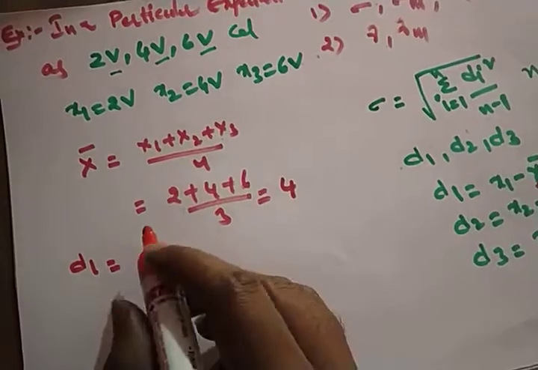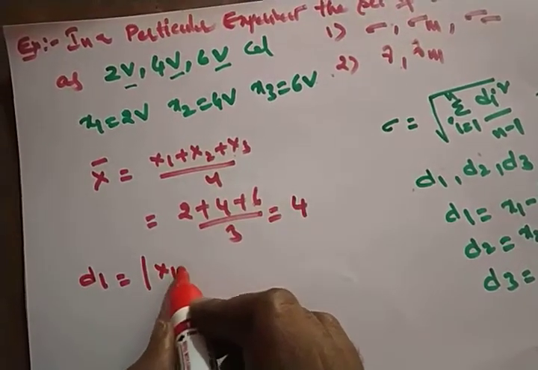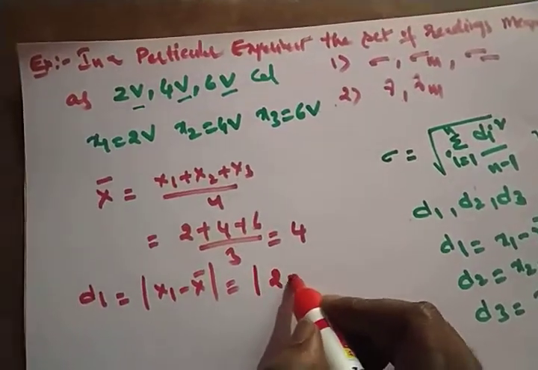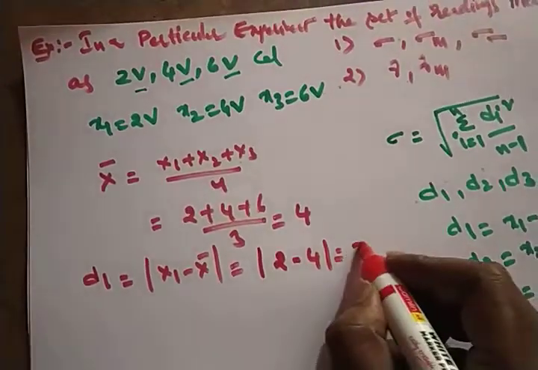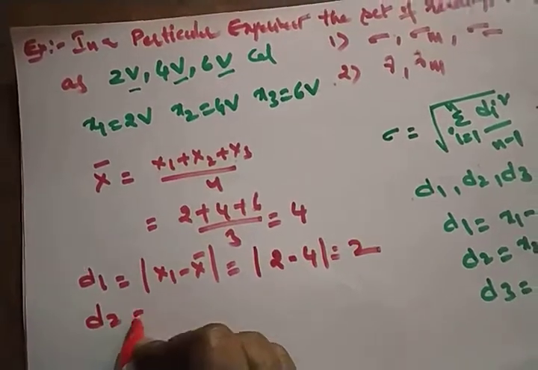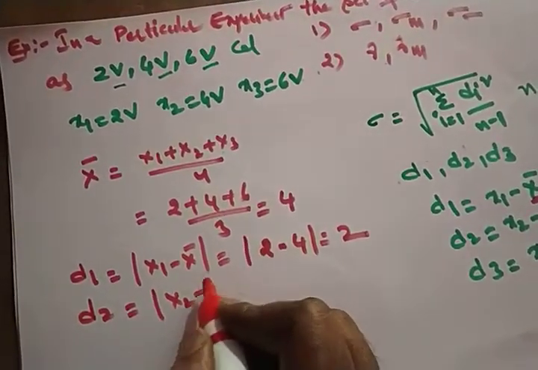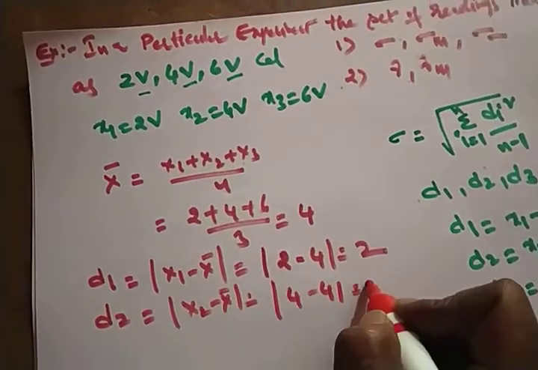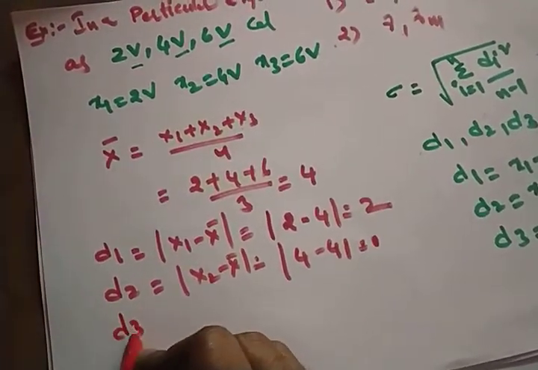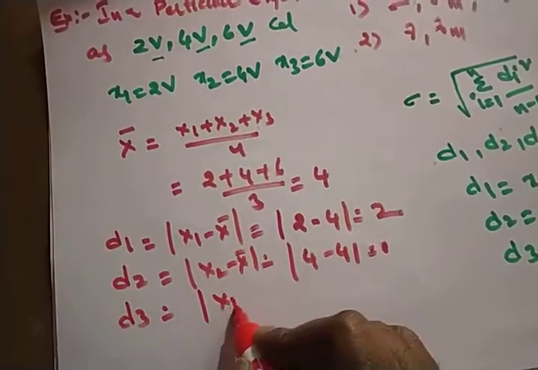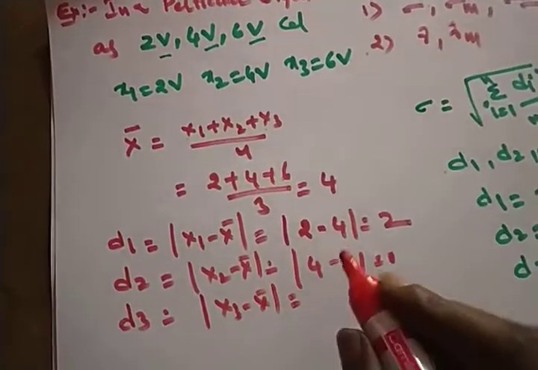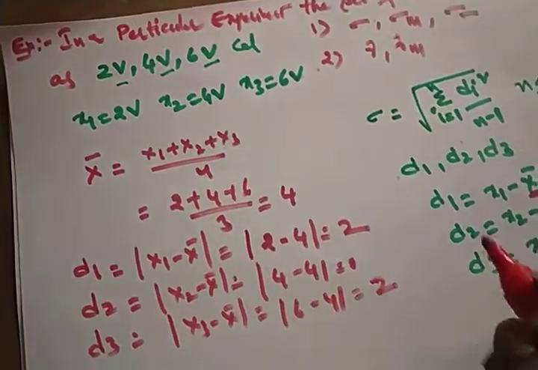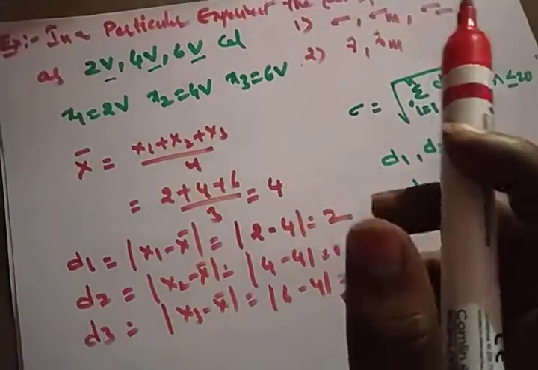From that, first calculate d1. d1 is nothing but mod of x1 minus x bar. x1 is 2 volts minus 4, so the value is 2 volts. What is d2? Mod of x2 minus x bar, which is 4 minus 4, so 0. What is d3? x3 minus x bar, which is 6 minus 4, so it is equal to 2. So you find out all the deviations.